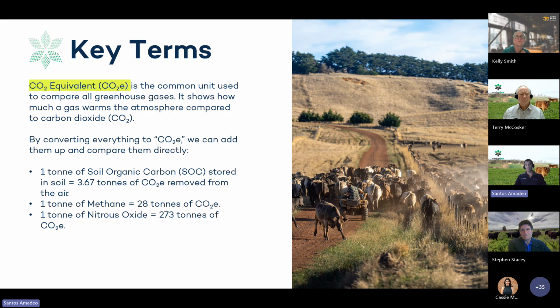CO2 equivalent is the metric by which all greenhouse gases are given a carbon dioxide equivalent. By converting everything to CO2 equivalent, we can add them up and compare them directly. As we saw in the previous slide, soil organic carbon has a CO2 equivalent of 3.67, meaning that 1 ton of carbon in the soil equates to sequestering 3.67 tons of carbon dioxide equivalent. On the emission side, 1 ton of methane is equivalent to 28 tons of CO2, and nitrous oxide is equivalent to 273.